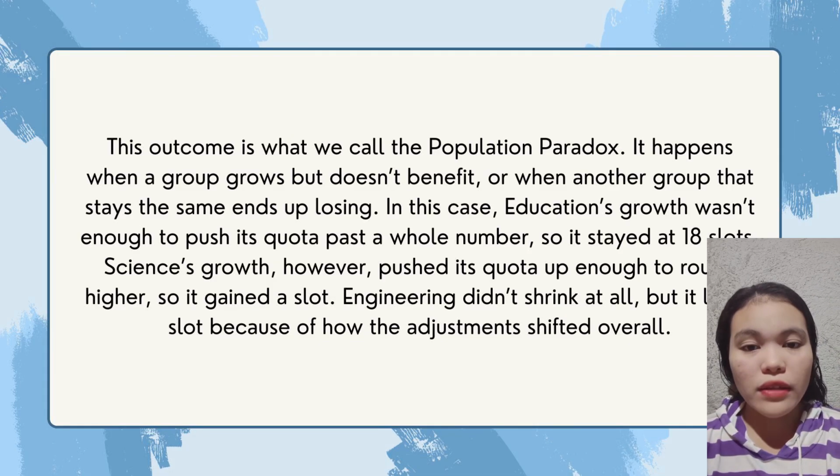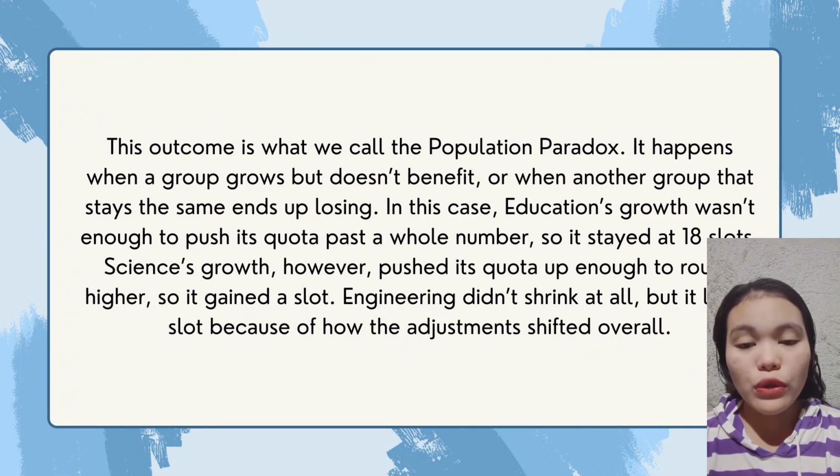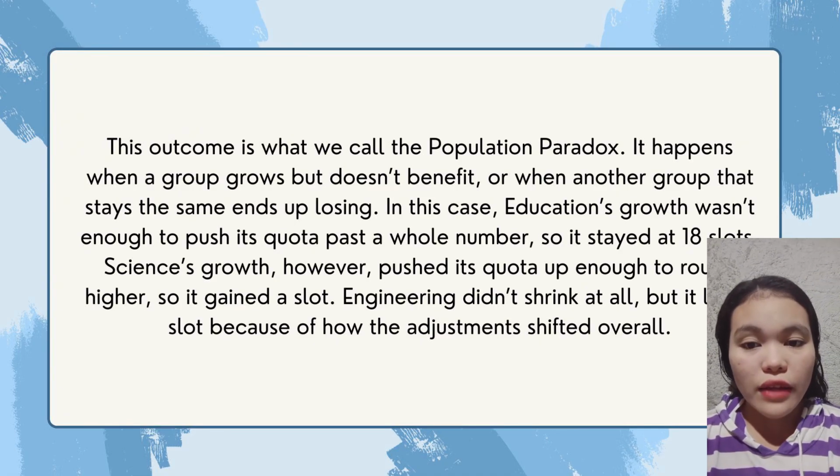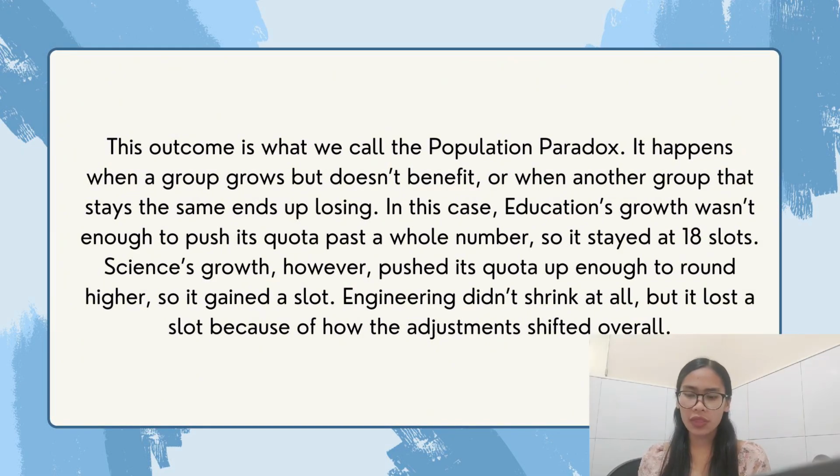It happens when a group grows but doesn't benefit, or when another group that stays the same ends up losing. In this case, education's growth wasn't enough to push its quota past a whole number, so it stayed at 17 slots. Science's growth, however, pushed its quota up enough to round higher, so it gained a slot. Engineering didn't shrink at all, but it lost a slot because of how the adjustment shifted overall.